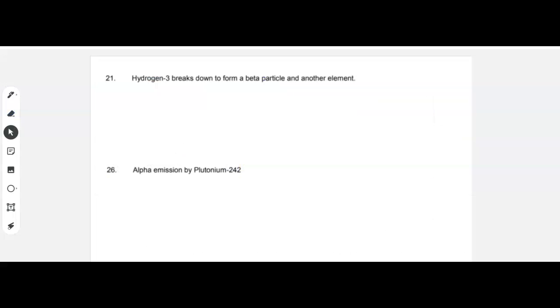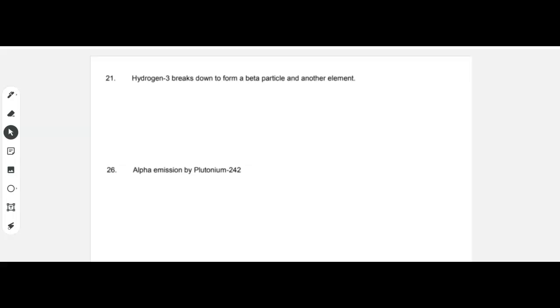For the next two examples, I want you to look at 21 and 26. These are the same kind of problem we've just looked at, but they are in word format. So we just need to take the words and write them into an equation that looks like what we just practiced. So on number 21, we've got hydrogen 3 breaks down to form a beta particle in another element.